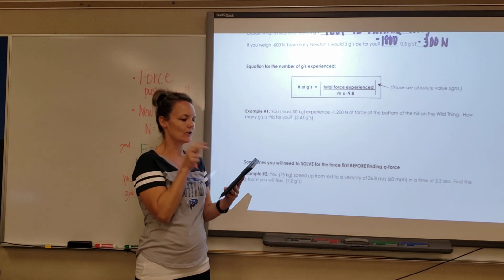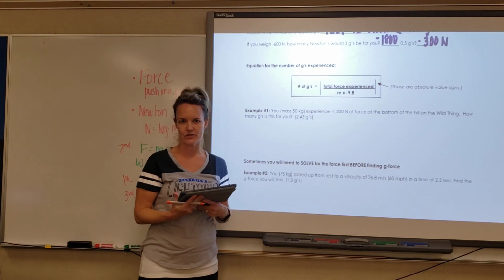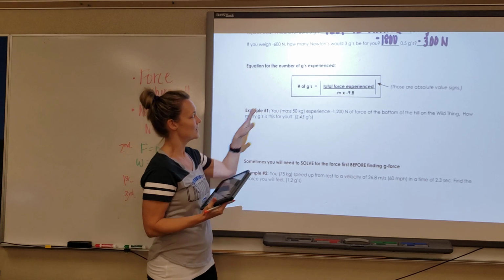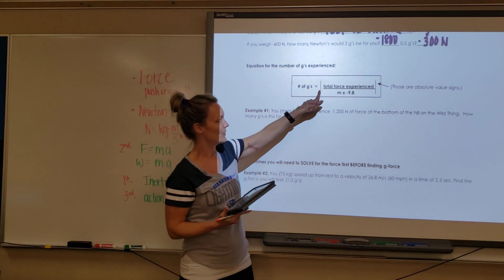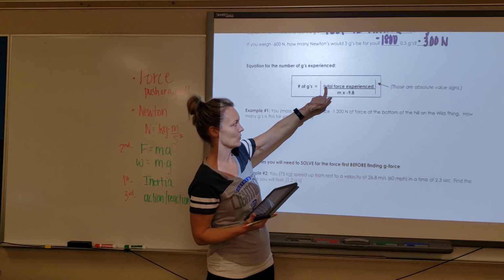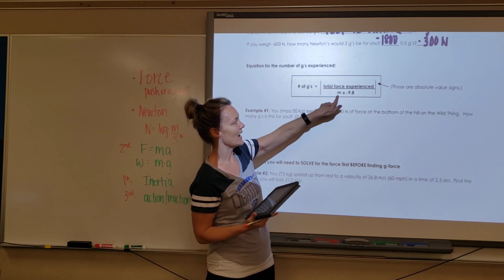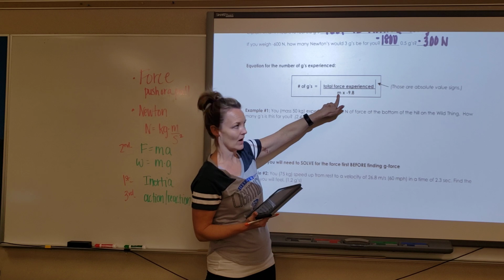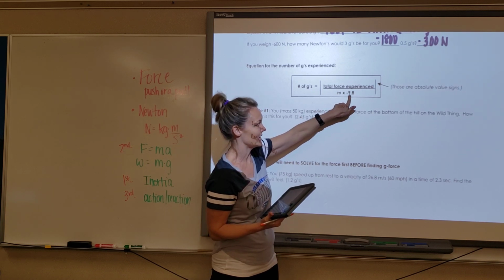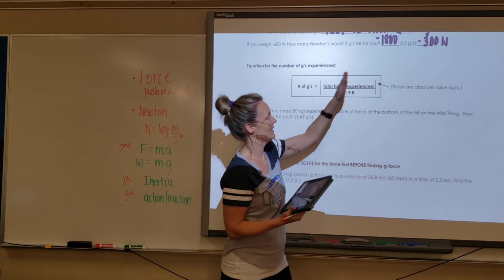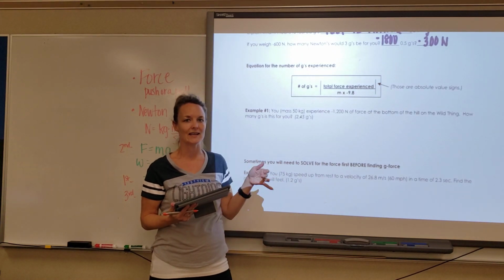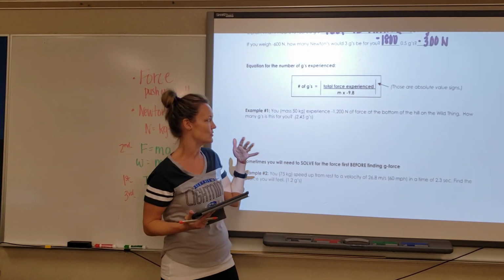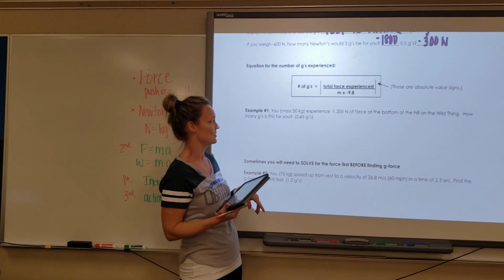All right, here is how you calculate the number of G's that you're experiencing. The number of G's, or G forces, is equal to the total force that you experience, divided by your mass in kilograms times gravity, negative 9.8, and then it has absolute value signs, which means if you end up with a negative sign, you get rid of it. There are no negative signs with the number of G's.